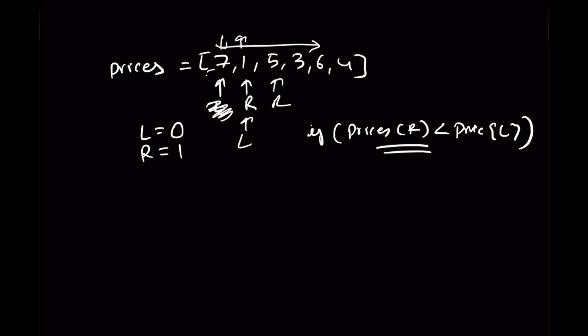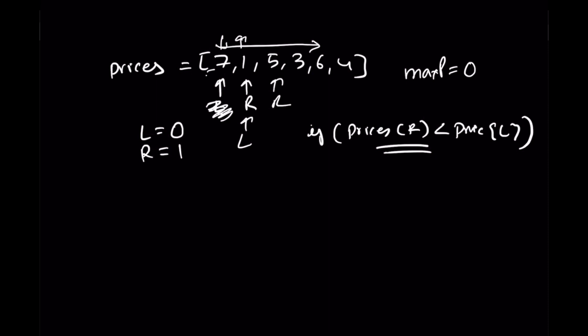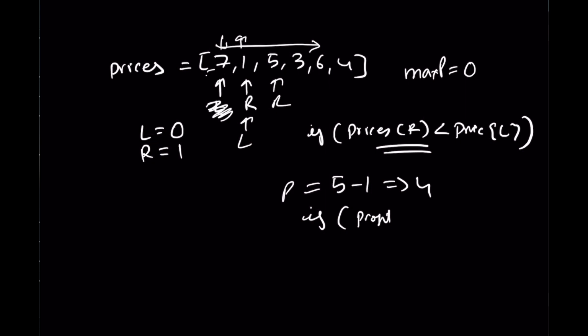To find the max profit, let's consider a max profit variable and give it an initial value of 0. So when this condition is false, we will check what our profit looks like. In this case, it will be 5 minus 1, which is 4. If our profit is greater than our max profit, then we will assign the max profit this profit.